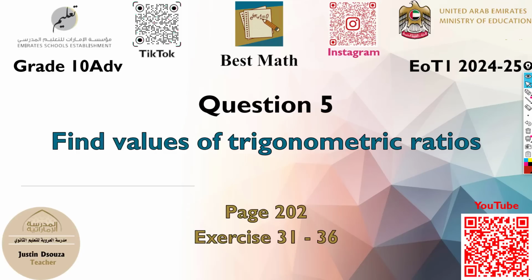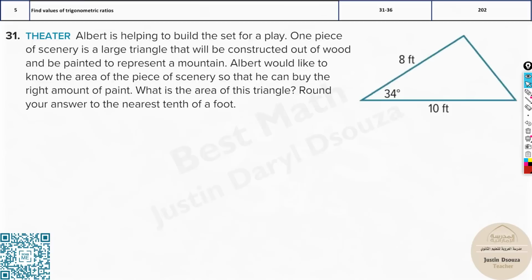We move on to the last question in the writing part. This is about application of trigonometry in real life. Here we have a real life situation. In theater, Albert is helping to build a set for a play. One piece of scenery is a large triangle that will be constructed out of wood and be painted to represent a mountain. Albert would like to know the area of a piece of the scenery so that he can buy the right amount of paint. He needs to know the area over here. What is the area of the triangle? Round your answer to the nearest tenth of a foot. Now it's in feet, that's why it's foot.